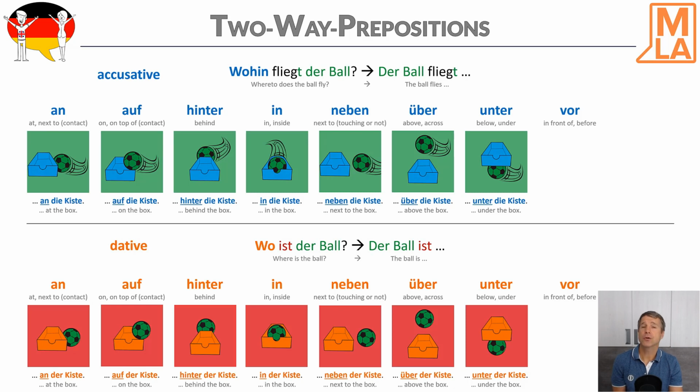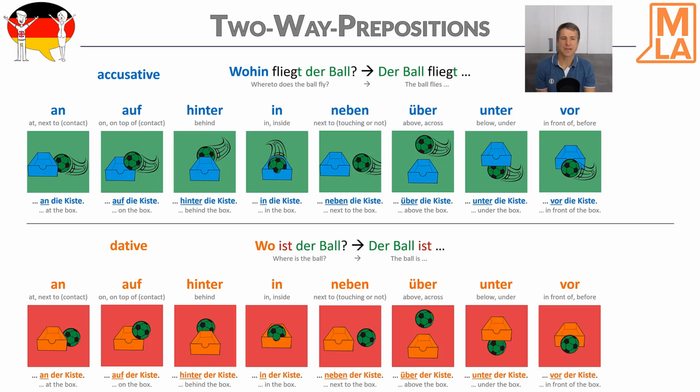Vor, in front of or before. Akkusativ, wohin fliegt der Ball? Der Ball fliegt vor die Kiste, in front of the box. Wo ist der Ball? Der Ball ist vor der Kiste. Dative. And our last one is zwischen, between.